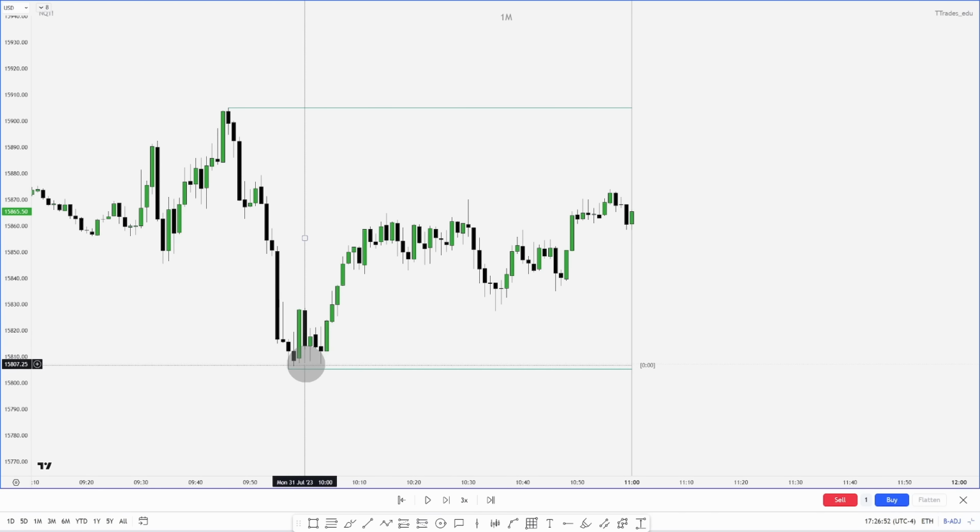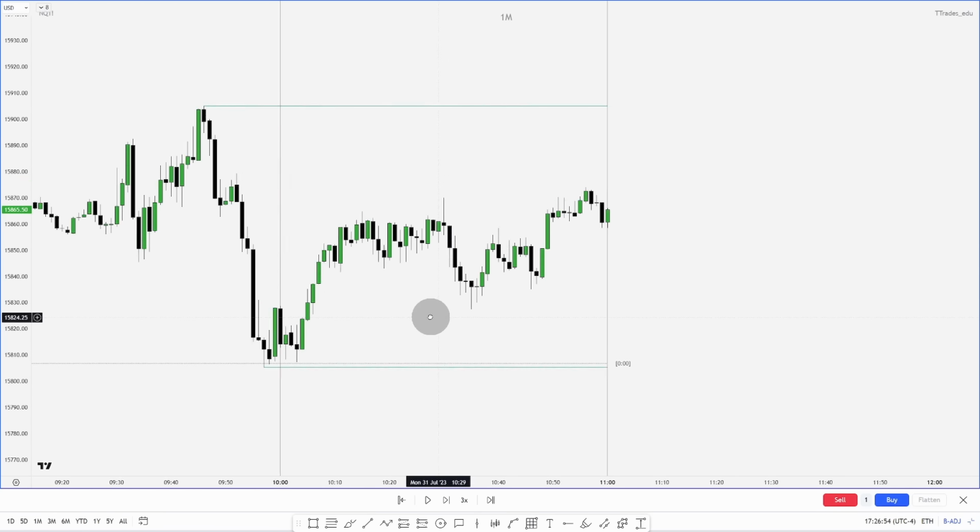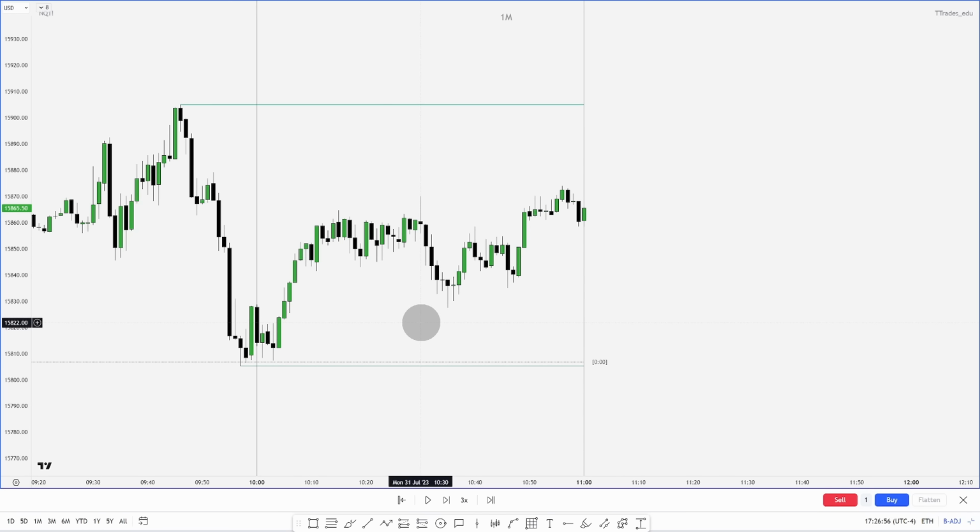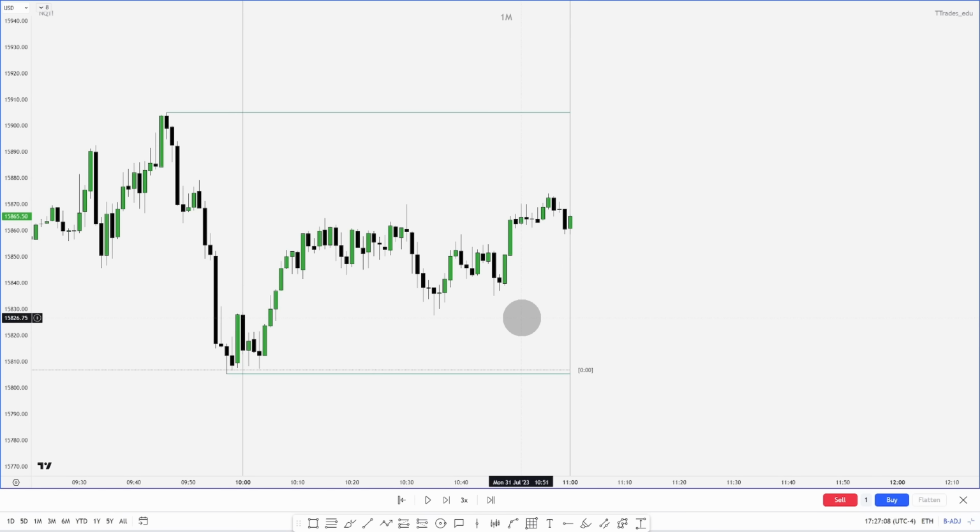You can see that price never swept the low or the high of this range, so this would be a session where I would not be looking to take a trade. Now that you understand the model, let's hop into FX Replay and backtest this.